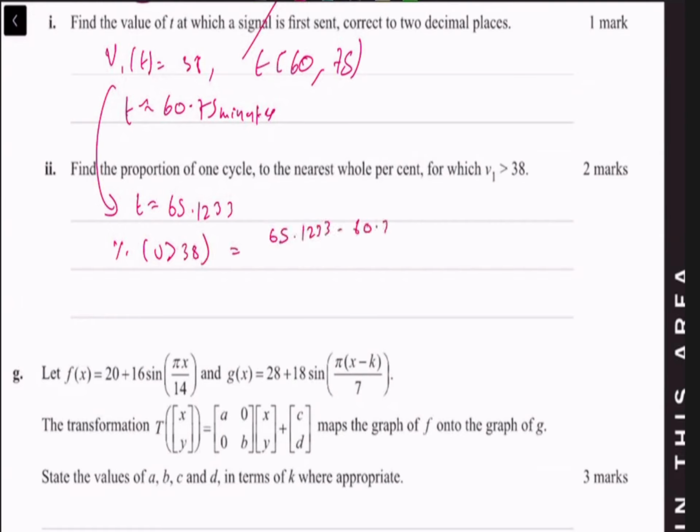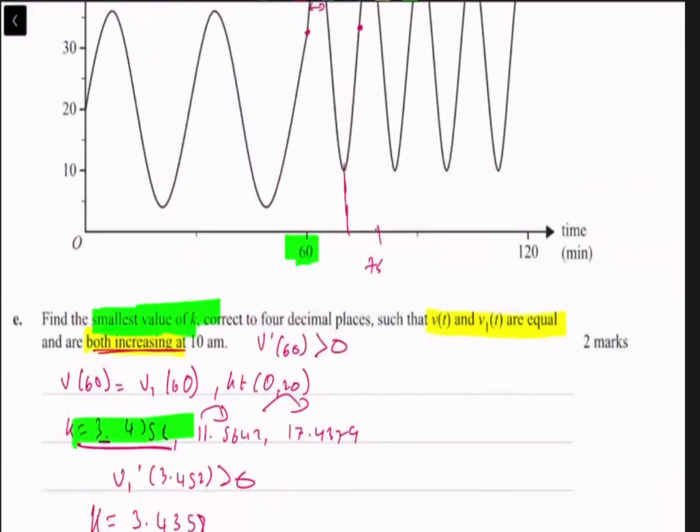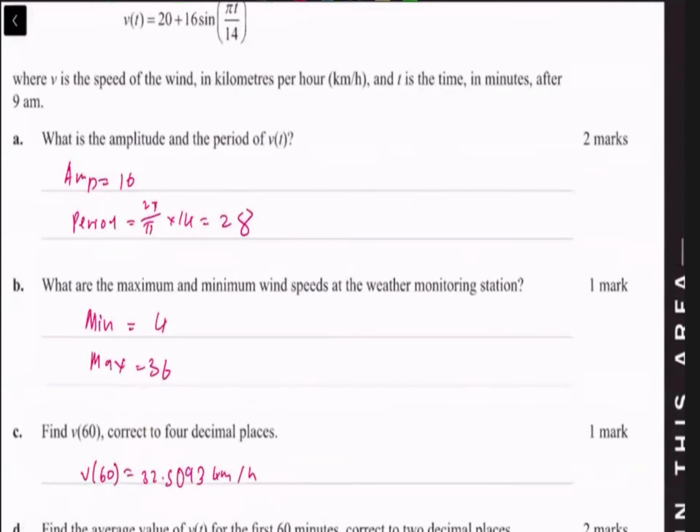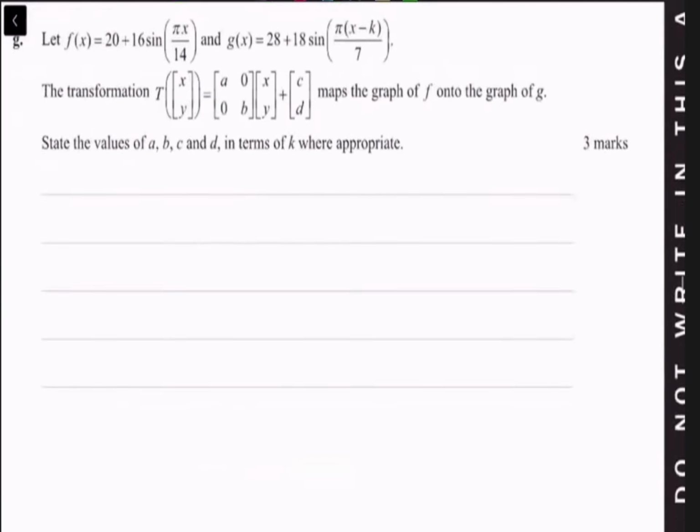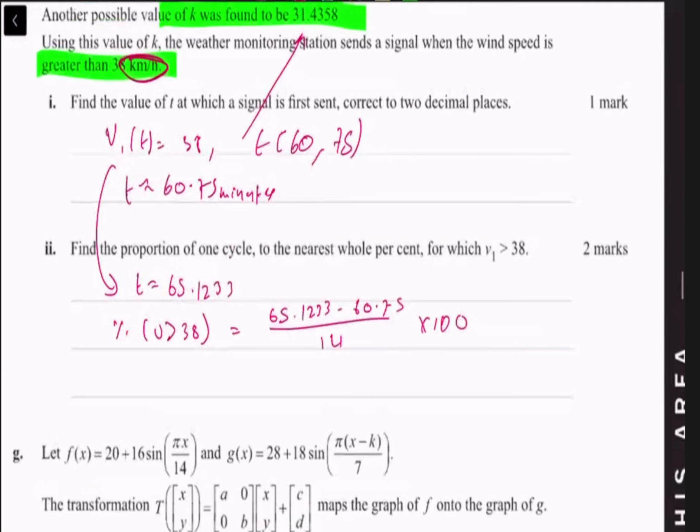So the proportion of time spent over 38 is the difference between these two values, so minus 60.75, over the period, times 100. Sorry, the period's 28. Period is 28 times 100, and you should get 31%.